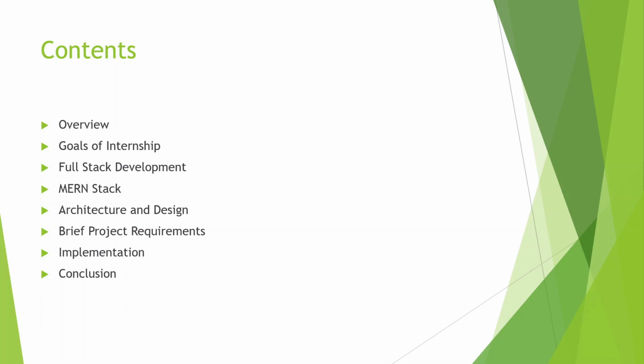After going through the full stack development part, we will go into the MERN stack. MERN stack is a different type of full stack development, which contains various other details. After that, we are going to try to understand the architecture and design of the MERN stack. After that, we are going to understand the project requirements: what are the essential needs that we need to download, and what are the languages that we have used in order for this project to work properly.